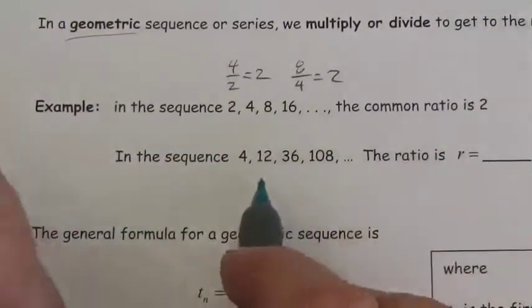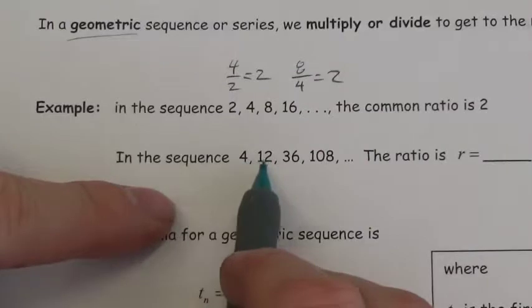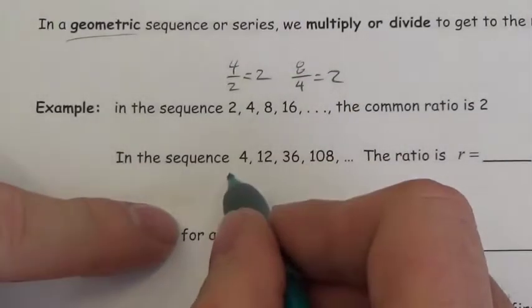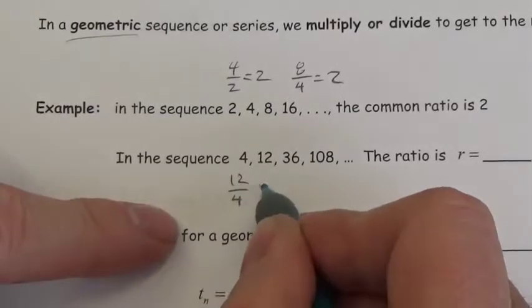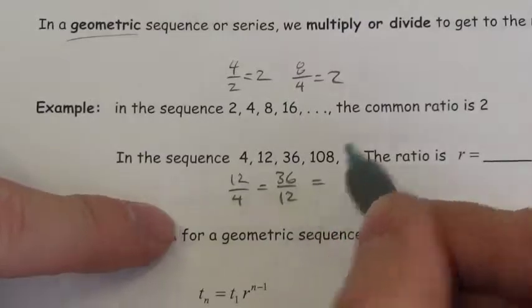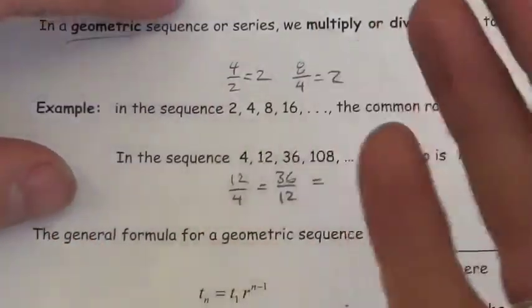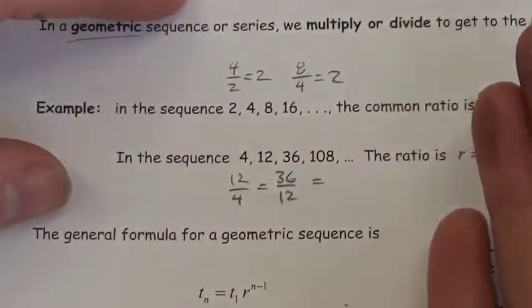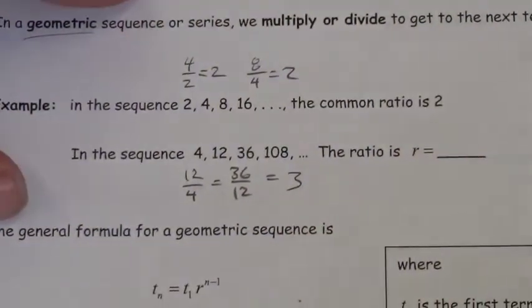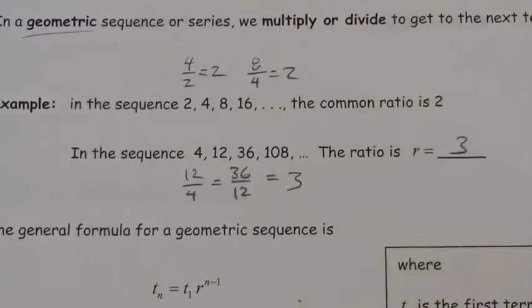That's why we call it the common ratio. If we have the sequence 4, 12, 36, 108, and we want to know the common ratio, it's going to be 12 over 4, which would be the same as 36 over 12, which would be the same as 108 over 36. Regardless of what pair you take, if you take the later term divided by the previous term, you get 3. The common ratio for this one is going to be 3.